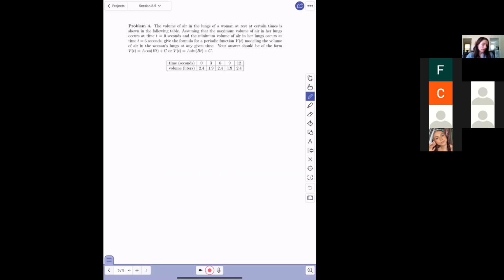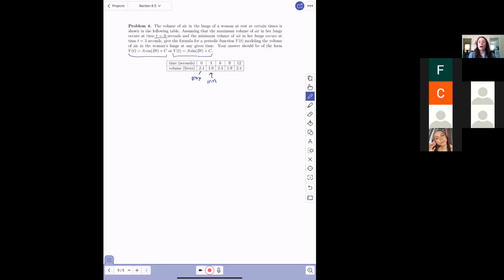Problem 4, the volume of air in the lungs of a woman at rest at certain times is shown in the following table. Assuming that the maximum volume of air in her lungs occurs at time t equals 0, so this is the max, and the minimum volume of air in her lungs occurs at time t equals 3, it's the minimum. Give the formula of the periodic function v of t, modeling the volume in the woman's lungs at any given time. And it has to be of this form that we've been using this whole time.